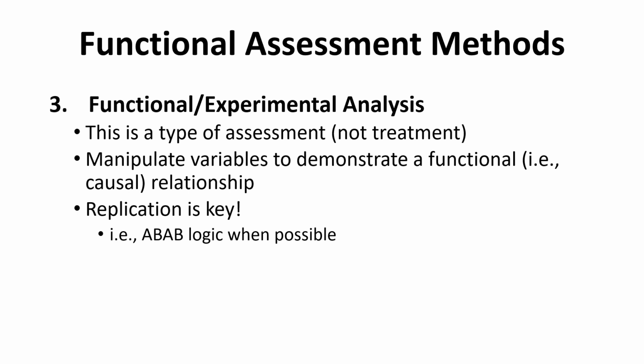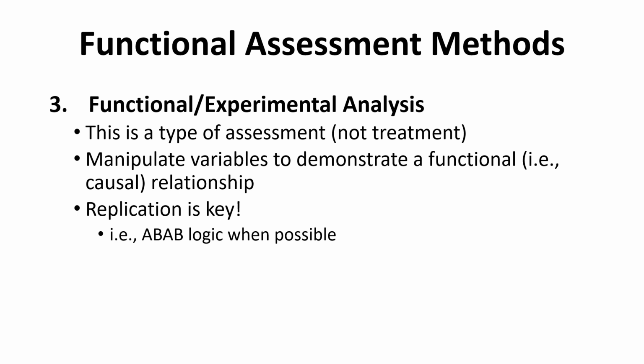So if we want to be more confident in that functional relationship between a particular antecedent and a behavior, or even between a behavior and a particular consequence, we might want to conduct what's called a functional or experimental analysis. Now, it is important to note that this is a type of assessment. This isn't intended as treatment. This is us trying to determine a functional relationship between our ABCs. So we're trying to manipulate the variables of this system in some way to demonstrate a functional or causal relationship between some of those variables.